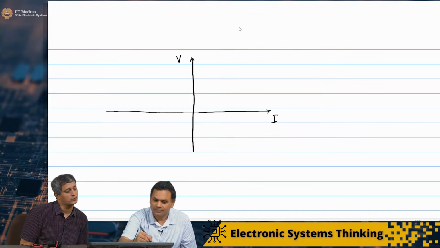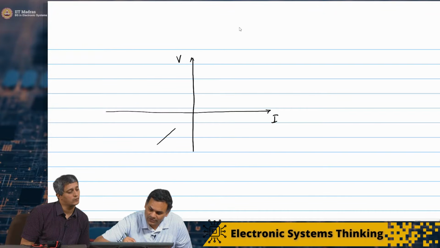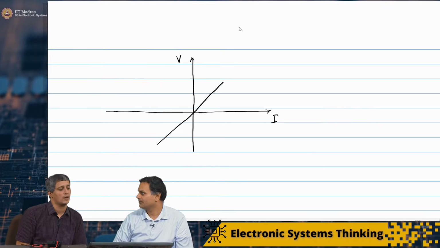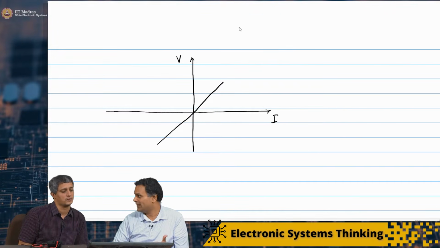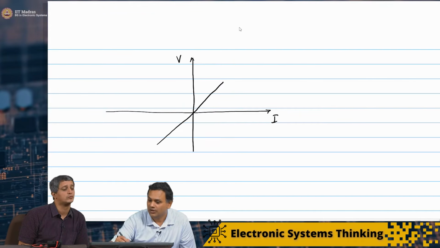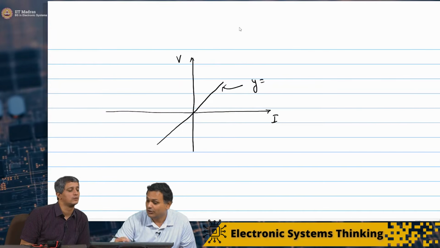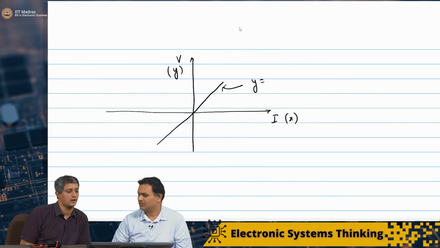We know that the VI characteristics of a resistor pass through the origin and occupy only the first and third quadrants, because it is a passive element, it only dissipates power. And it's a straight line passing through the origin. So the equation, if I were to imagine x and y coordinates, it's a straight line.